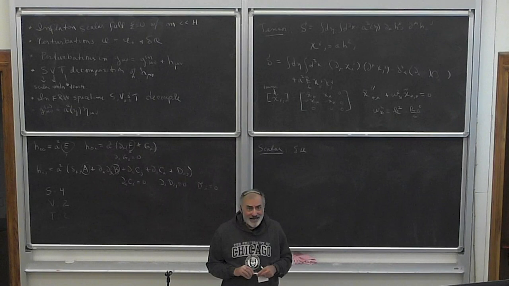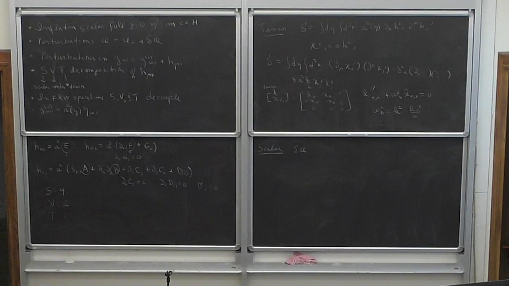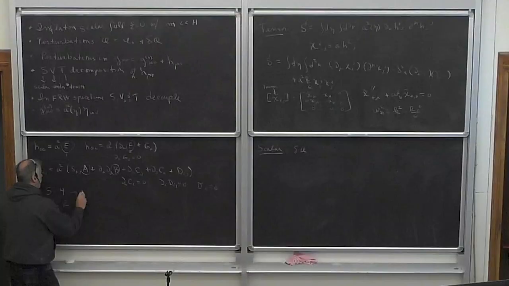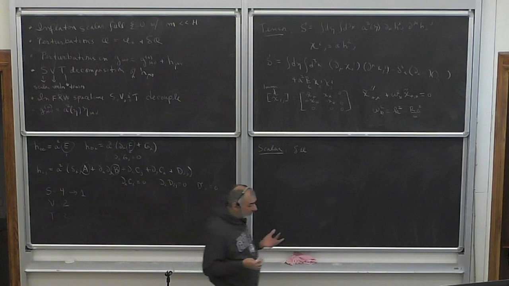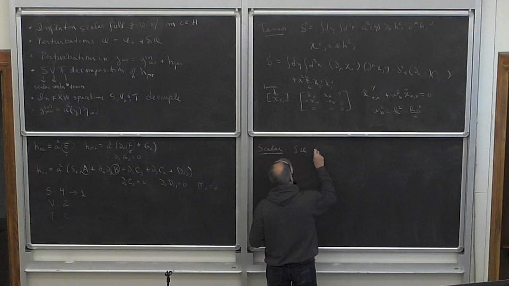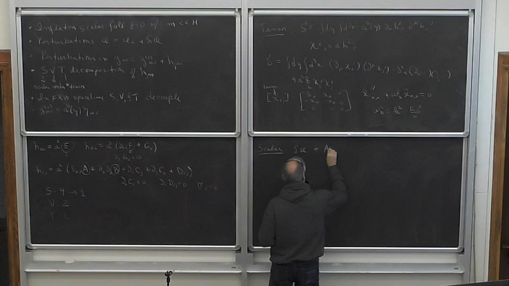So there are 3 extra. This is a gauge theory. There's a redundancy of the description. So 3 of these things are redundant and can be removed. And it turns out that there is 1 gauge-independent scalar degree of freedom. So for the scalars, there's delta phi, and it's usually taken to be the degree of freedom that I've labeled A.